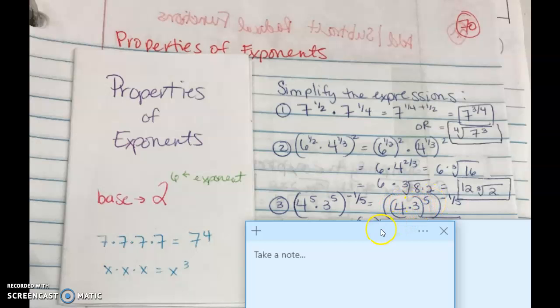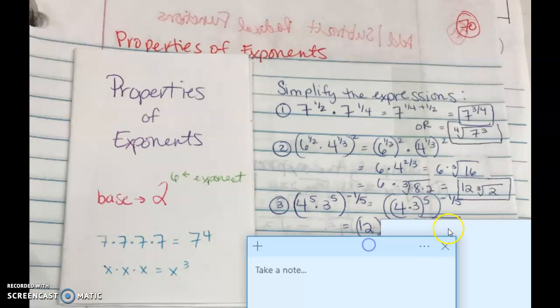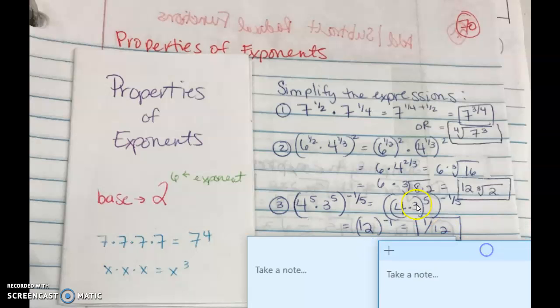So 4 times 3 is 12. And then now I have 12 to the 5th multiplied by that negative 1/5, and the 5 is going to give me negative 1. So I end up with 12 to negative 1, and my negative exponent will make the reciprocal of 12, to make this final answer 1/12.